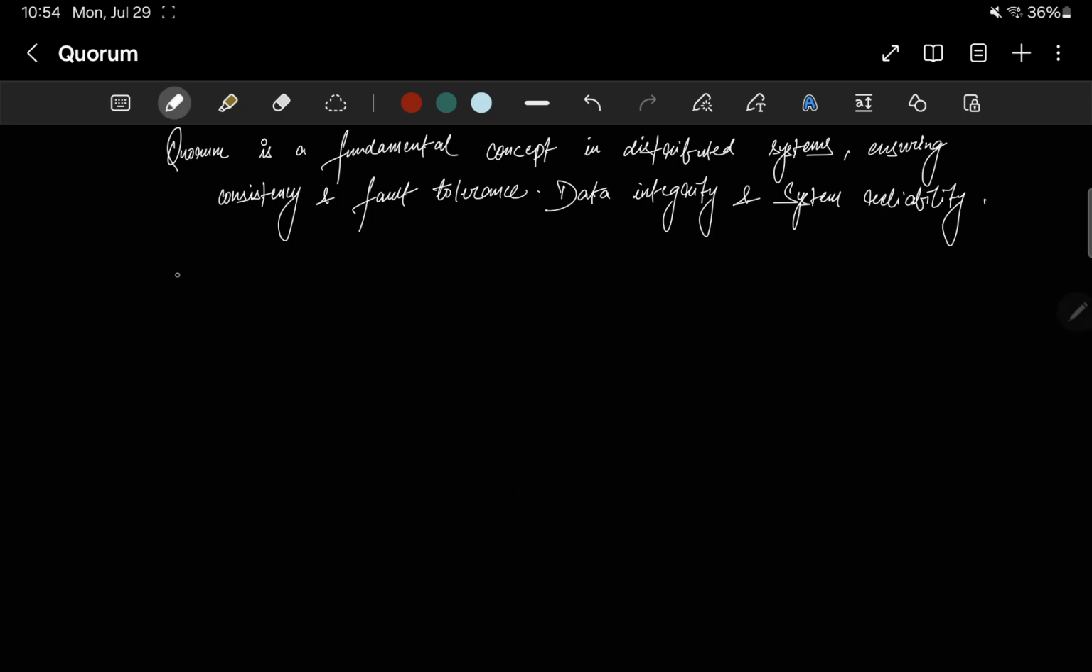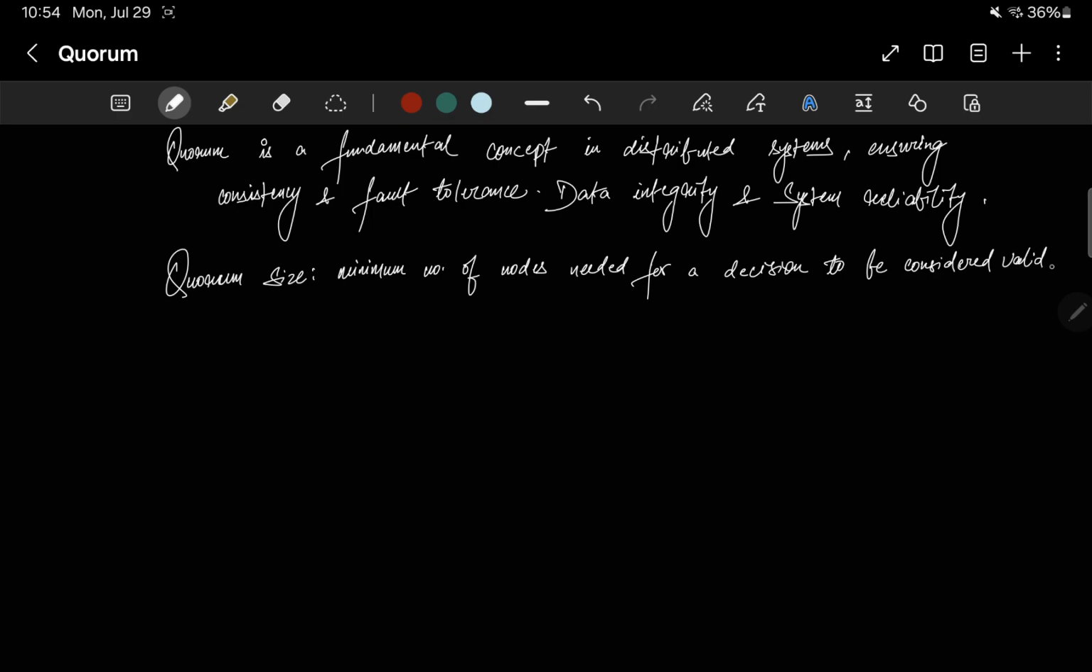Now there is something called quorum size. What is quorum size? It's the minimum number of nodes needed for a decision to be considered valid.